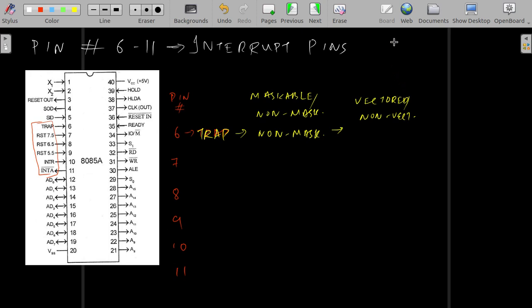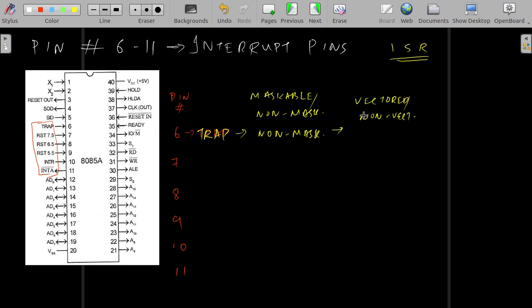That is, the interrupt service routine, ISR, has to be stored somewhere, right? For a vectored interrupt, the processor will know where that interrupt service routine is in the memory. So if the processor decides to entertain a vectored interrupt, it can directly jump to that interrupt service routine, because it knows where that routine starts. That is the concept of vectored and non-vectored.